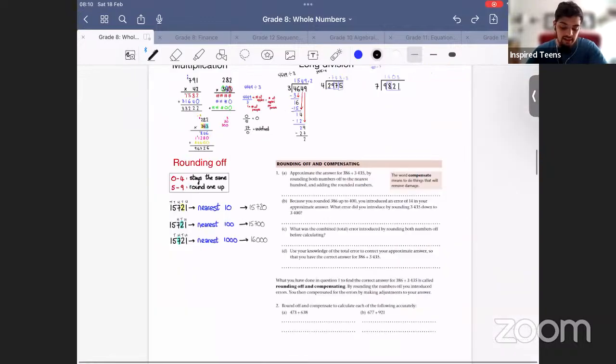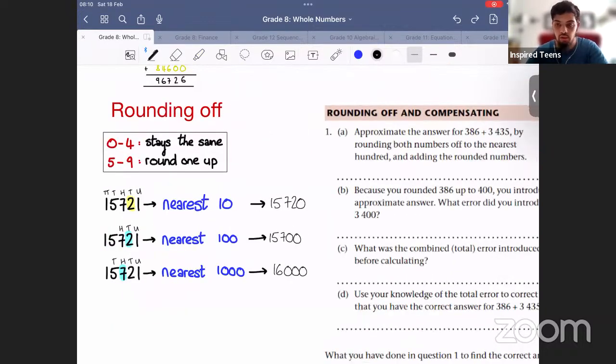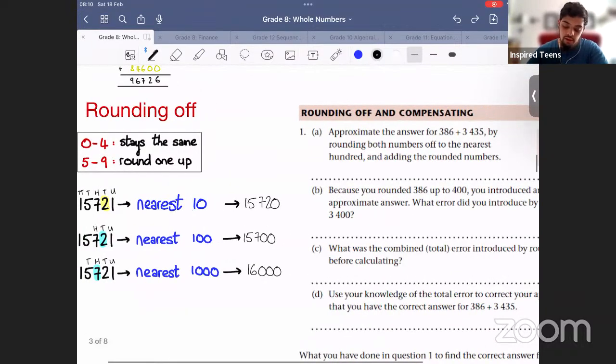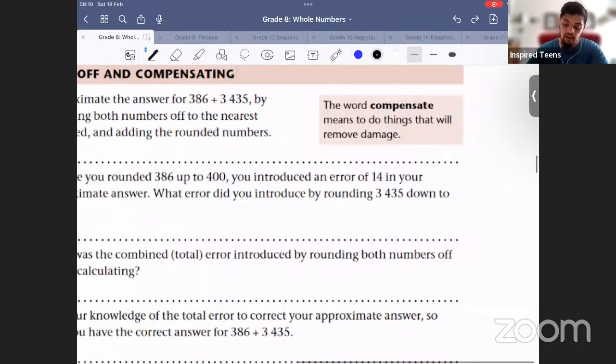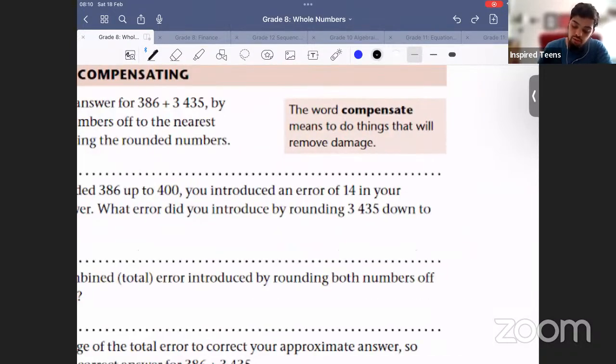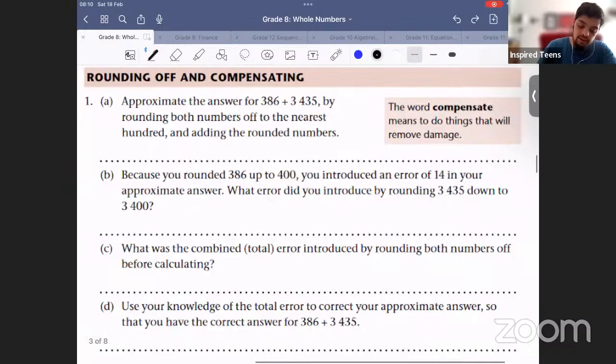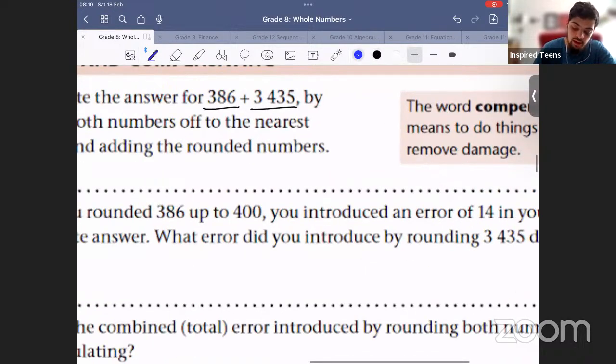Okay, so that's just the revision of rounding off. We need to know how to round off, of course, right? So let's look at this little section, rounding and compensating. The word compensate means to do things that will remove damage. Okay, so this says approximate the answer for 386 plus 3435 by rounding both numbers off to the nearest 100 and adding the rounded numbers. Okay, so let's round both of these firstly to the nearest 100.